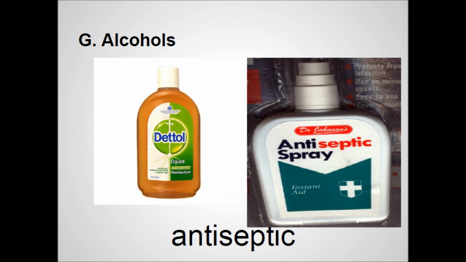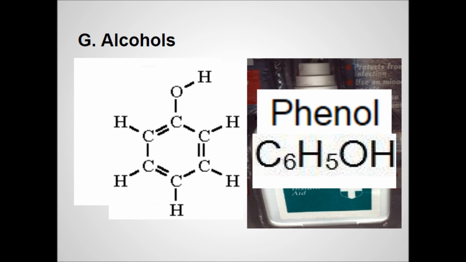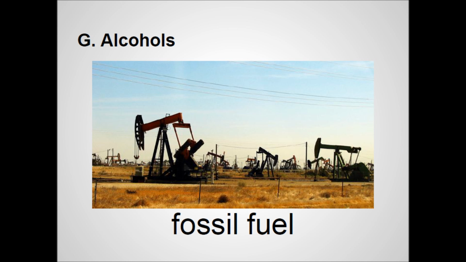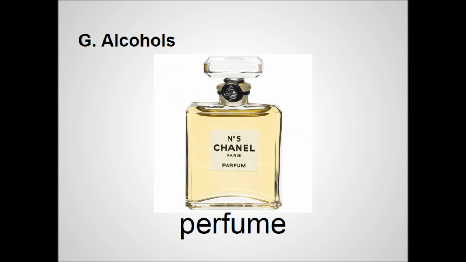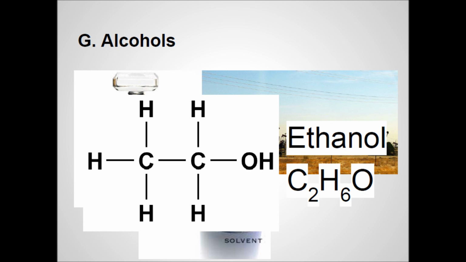Antiseptic is another example which is made of alcohols, and more specifically, it is made of phenol. The structural formula looks like this, and the molecular formula is C6H5OH. Moreover, fossil fuels, solvents, and perfume contain alcohol. They are specifically made of ethanol. The structural formula looks like this. The molecular formula is C2H6O.